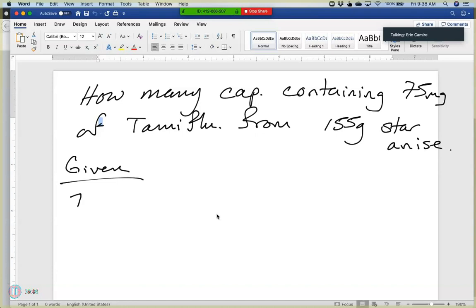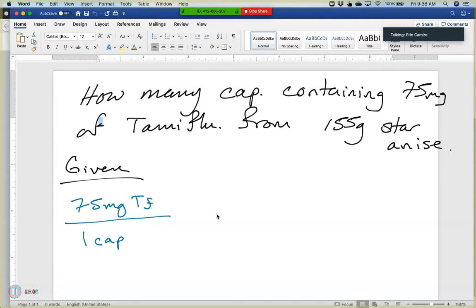Some information that we have is that we know there's 75 mgs of, I'm going to use TF as a shorthand for Tamiflu. So it's saying, and maybe I'll change this to a different color, we have 75 mgs of Tamiflu for every 1 capsule.